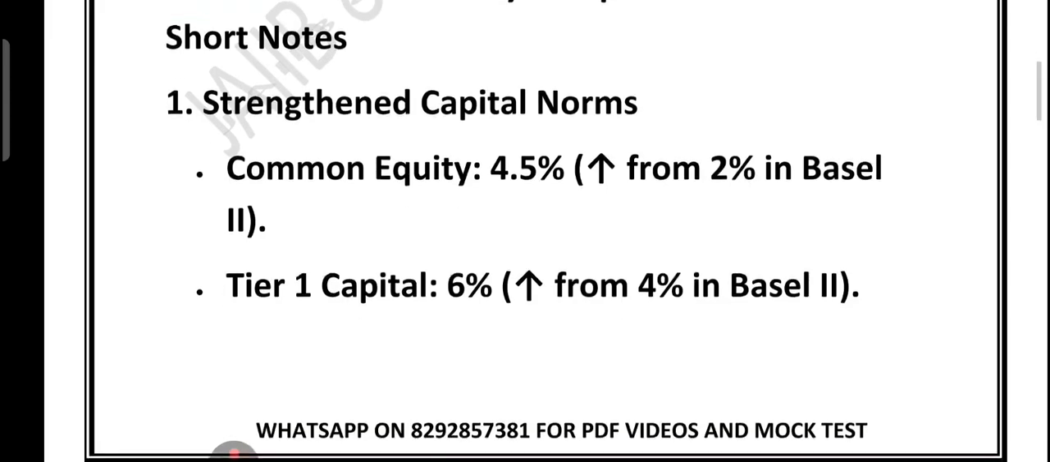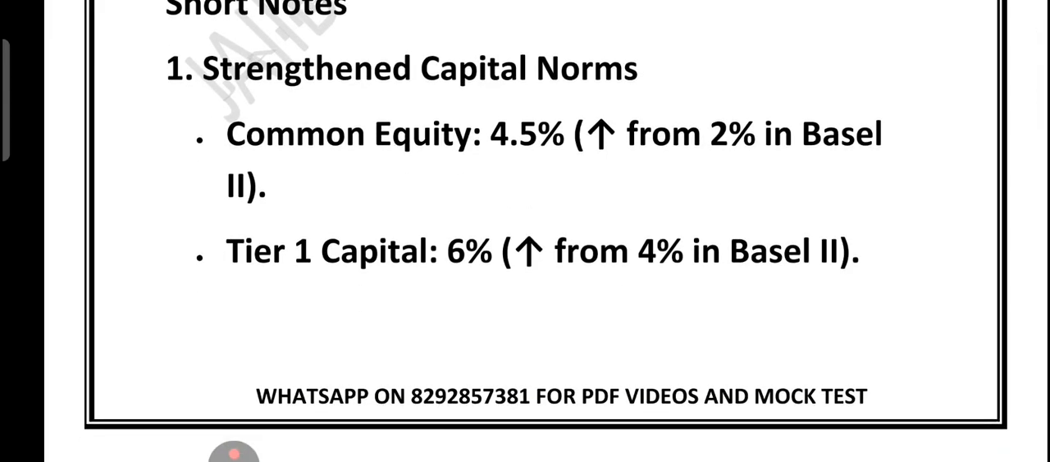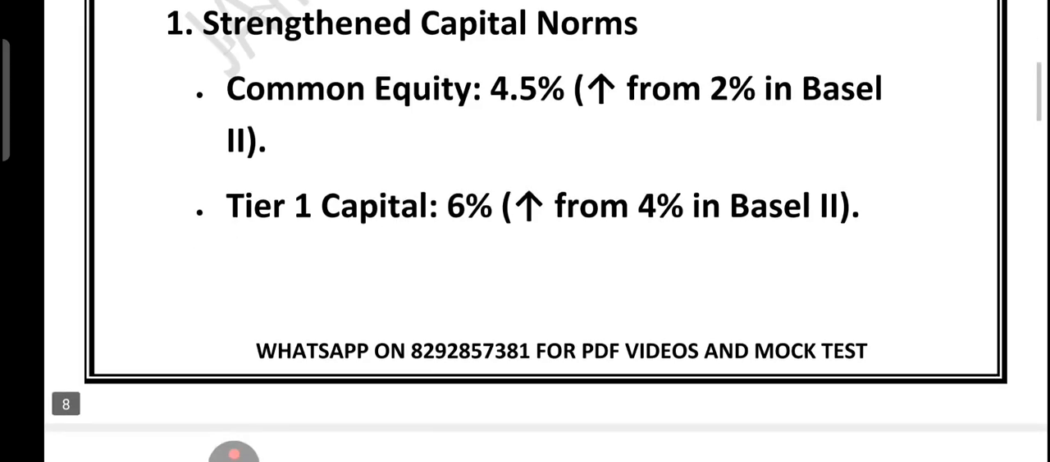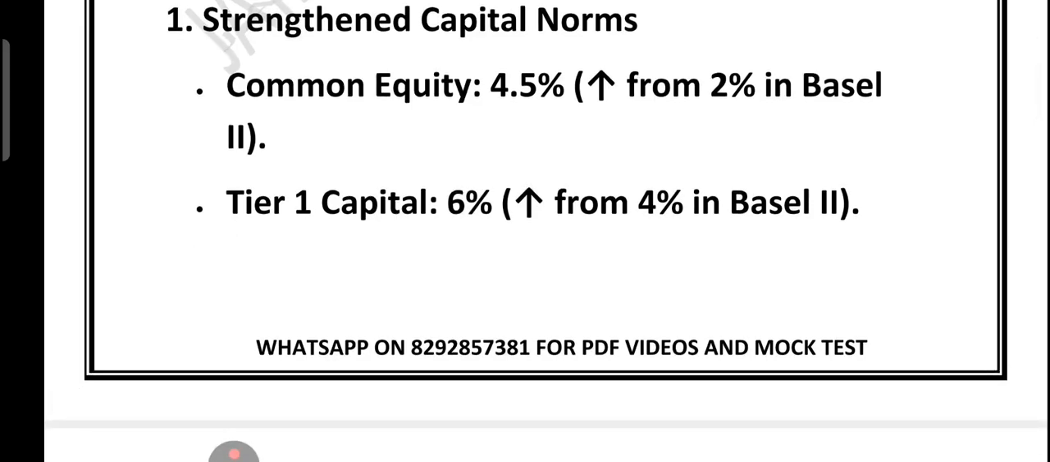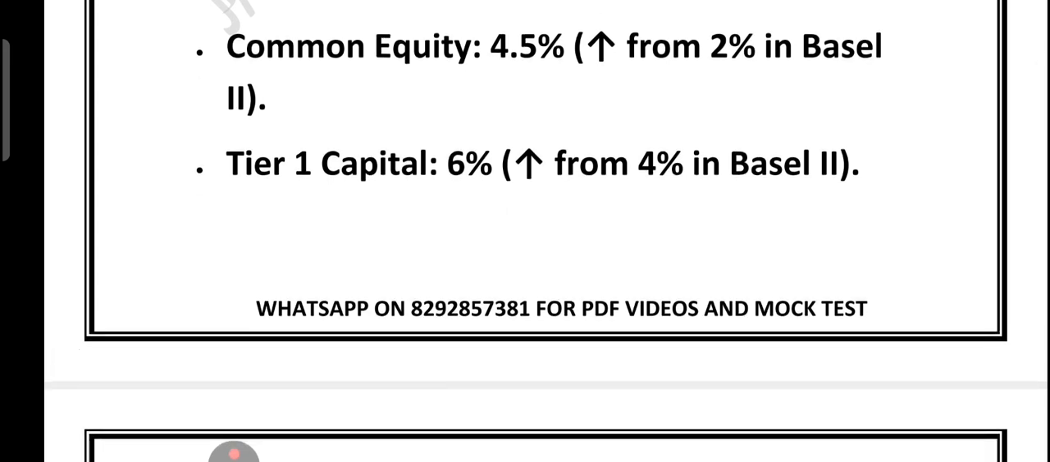So Basel III increased the capital requirement for the bank. As you can see, common equity was raised from 2 to 4.5%. Earlier, in Basel II, common equity was just 2%. Rather, it was raised to 4.5%. Tier 1 capital went up from 4% to 6%. So this means that banks now need to hold more highly liquid, high quality capital to protect themselves from financial shock.